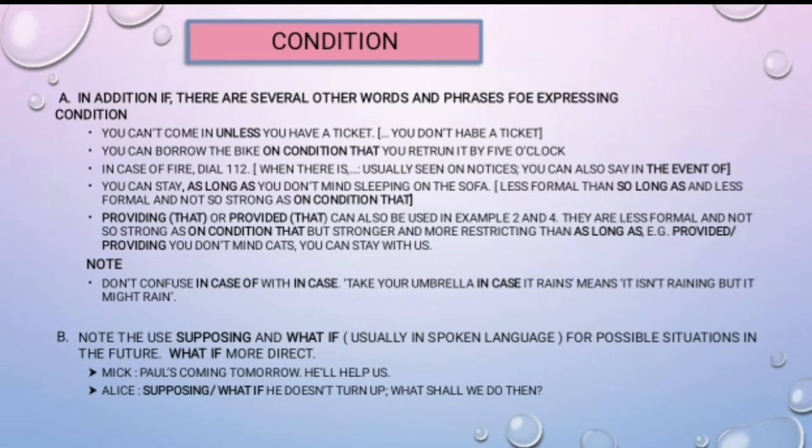Next in point B is the use of supposing and what if, atau bagaimana jika. Usually in spoken language for possible situations in the future. What if is more direct. Jadi bagaimana sebuah kemungkinan tapi itu terjadi dalam jangka dekat gitu. Kayak contoh ini percakapan antara Mick dan Alice. Mick: Paul's coming tomorrow. He'll help us. And Alice: Supposing, or you can say, what if he doesn't turn up? What shall we do then?